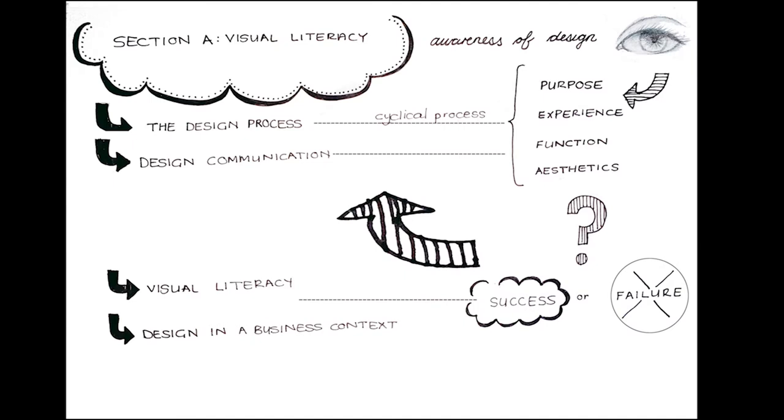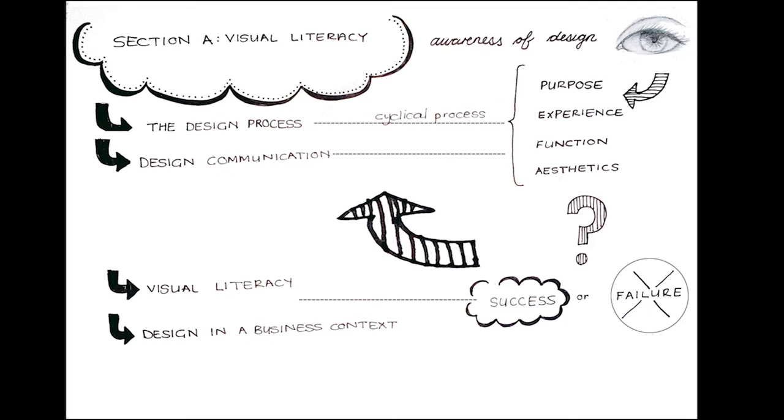In the previous session, we spoke about Section A, visual literacy, and how we should be aware of designs that we see. We need to look at the purpose, the experience it offers, the functionality of the product, as well as the aesthetics. All of this helps a design to become more successful.